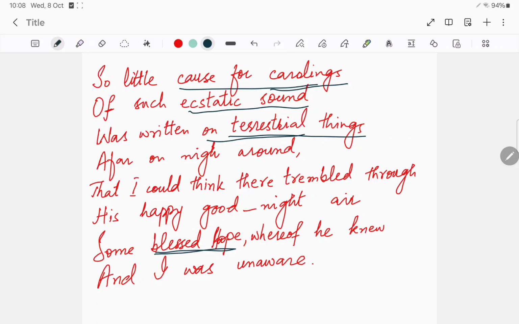So, I hope you must have understood the meanings of the stanzas line by line, and I've tried to give you the meanings of the words as well. But definitely in the coming lectures, I'll be talking about the themes and the vocabulary of the poem in detail.